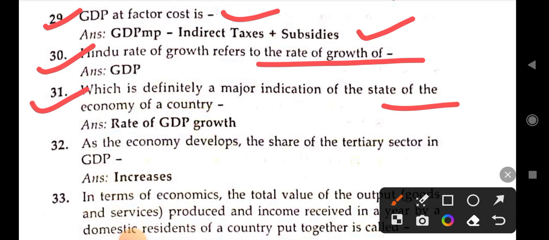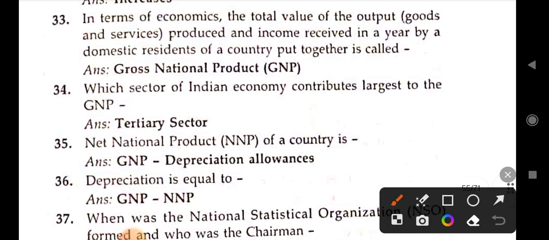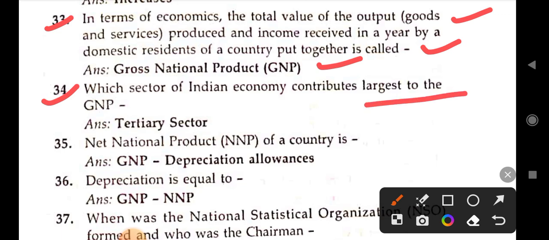Rate of GDP growth. Next, as the economy develops, the share of the tertiary sector in GDP increases. Next, in terms of economy, the total value of output, goods and services produced and income received in a year by domestic residents of a country put together is called gross national product, GNP. Which sector of the Indian economy contributes the largest to the GNP? Tertiary sector.